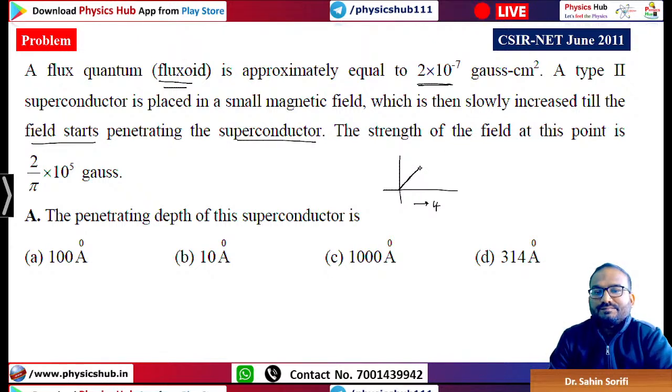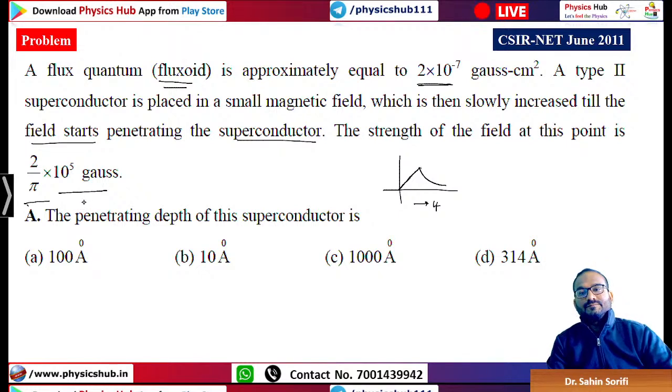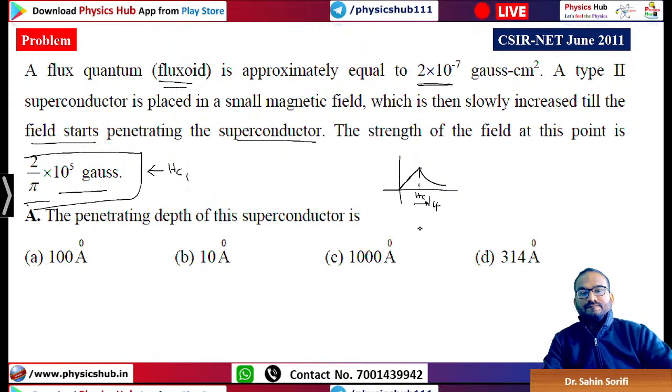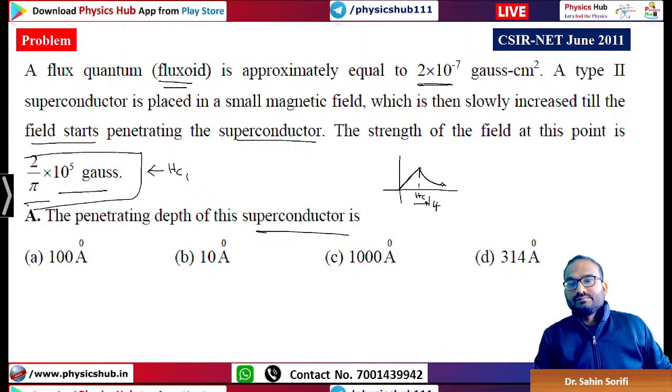So that is what is happening, right? You are increasing the magnetic field slowly, and the magnetic field starts penetrating the superconductor. The strength of the field at this point is 2 by pi into something. What value is this? Obviously this is Hc1, because at Hc1 it starts penetrating. What is the penetration depth of the superconductor? That is what you have to find.